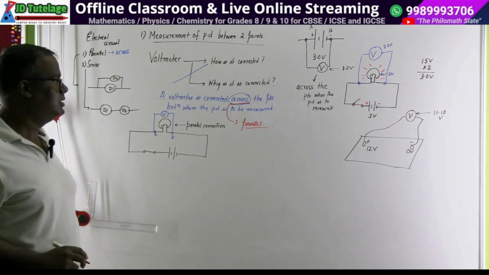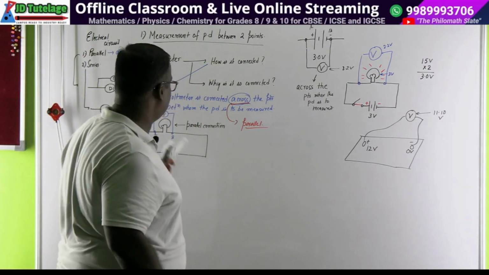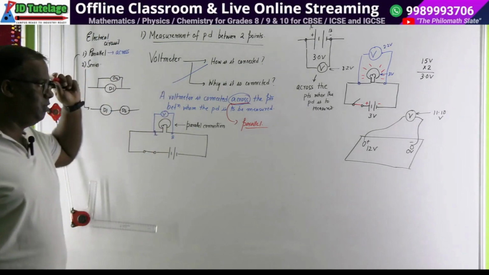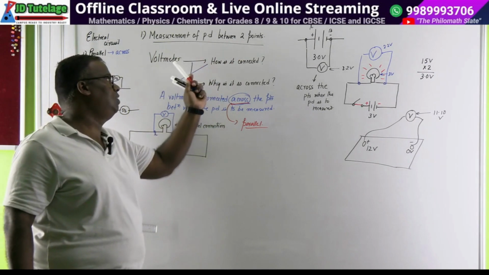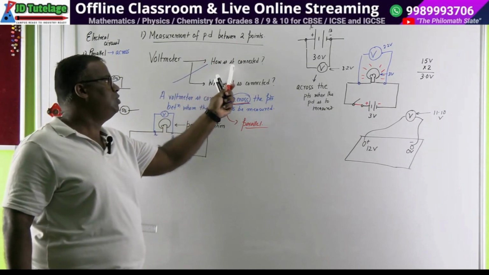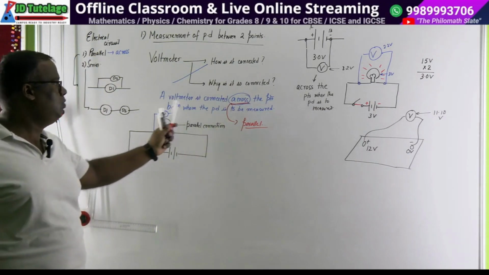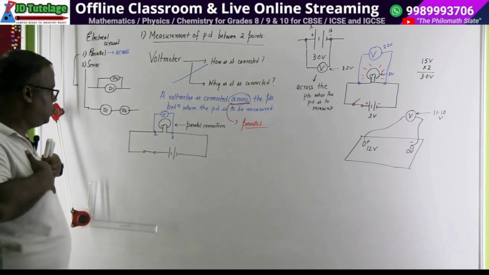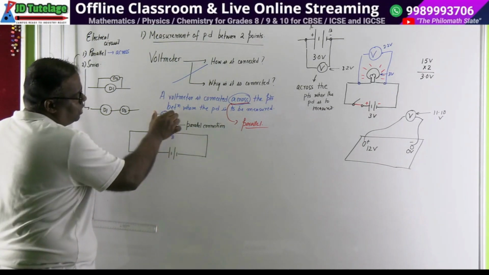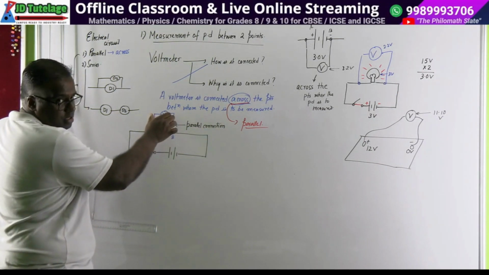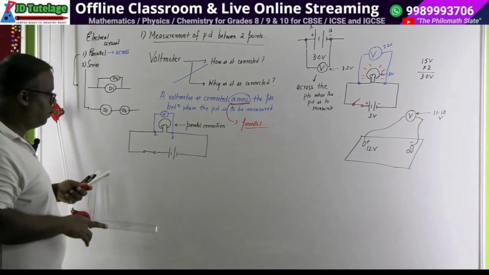Understood? Right. So let's revisit this circuit now. So what should we have in our mind? In order to measure the potential difference between 2 points, we need a device which is known as voltmeter. How is the voltmeter connected? The voltmeter is connected across the points between whom the PD is to be measured. So me as a person wants to measure the PD between A and B. So I connect a voltmeter across A and B. That means parallel to these 2 points. Understood? Now let's see what happens.